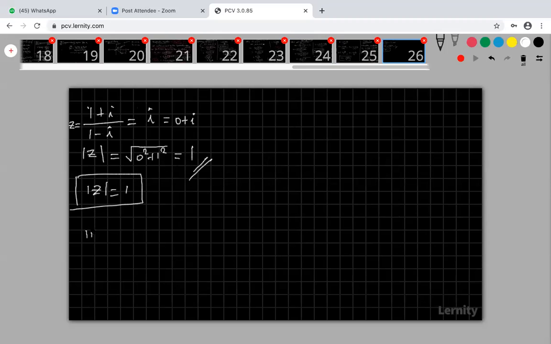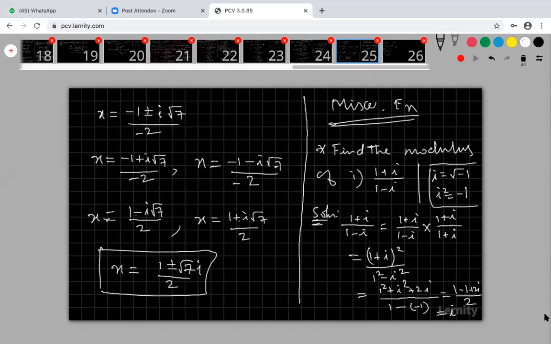Right. Find the magnitude of 1 minus i by 1 plus i. Please find the magnitude. Try the next problem. Magnitude is nothing but modulus. Modulus of 1 minus i by 1 plus i.